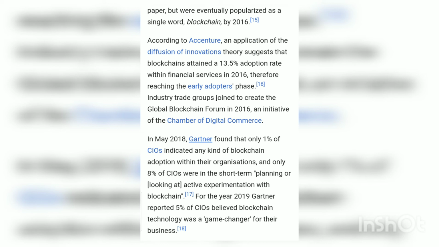In May 2018, Gartner found that only 1% of CIOs indicated any kind of blockchain adoption within their organizations, and only 8% of CIOs were in the short-term planning or actively experimenting with blockchain. For 2019, Gartner reported 5% of CIOs believed blockchain technology was a game changer for their business.